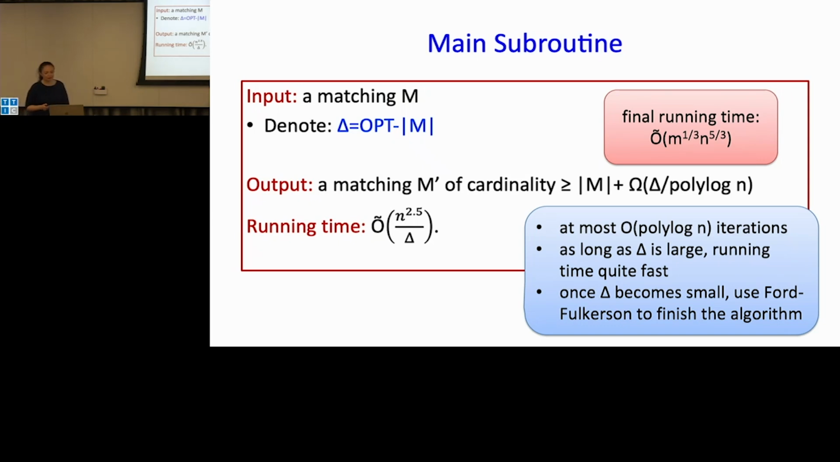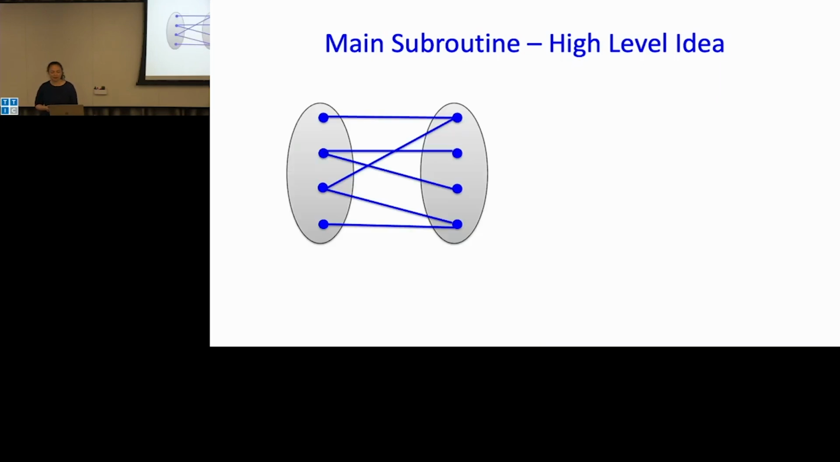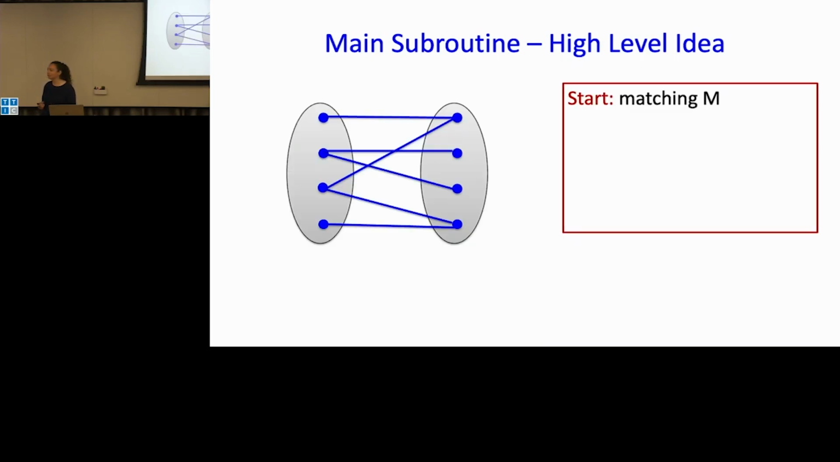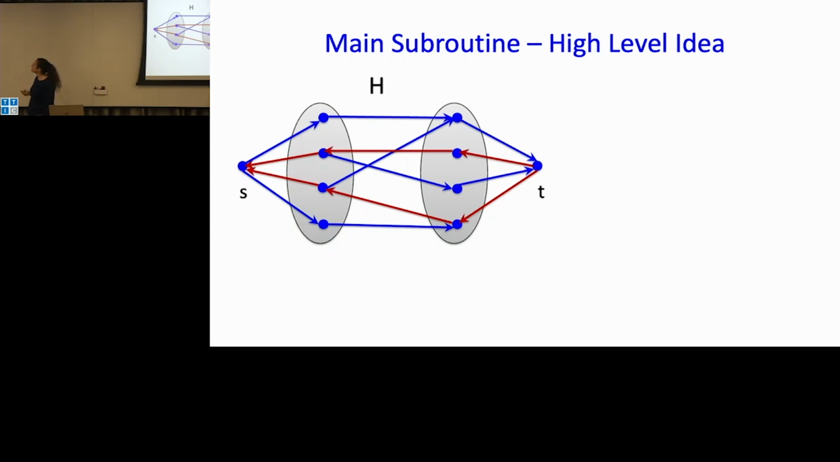Okay, so now we're going to look at this main subroutine in a little bit more detail. So we start with some matching M. This is the current matching. And as we said, it defines a flow in the flow network, like this. Again, every red edge carries 1 flow unit, blue edges carry 0 flow units. As before, we compute the residual flow network. Again, this is just reversing the red edges like this.